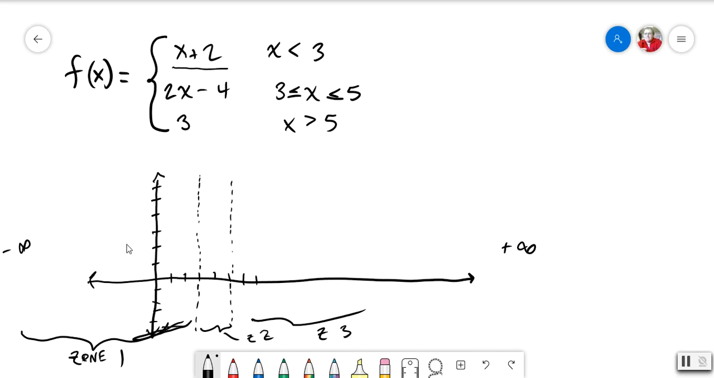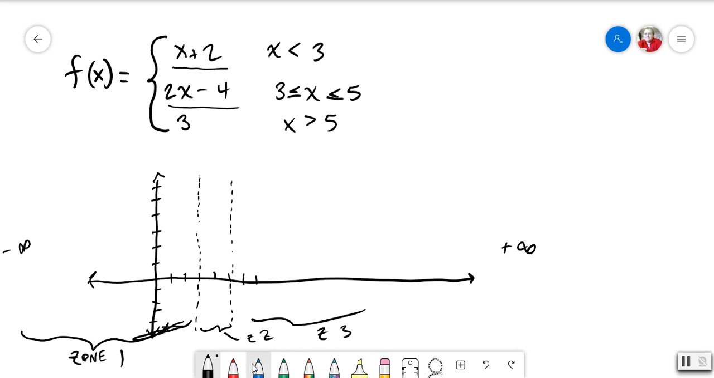So negative infinity up to here is my first break. That's where it does x plus 2. Between these two lines, it does 2x minus 4. And from this line all the way out, it is 3. So what I'm going to do, I'm going to graph them according to the rules for each section.